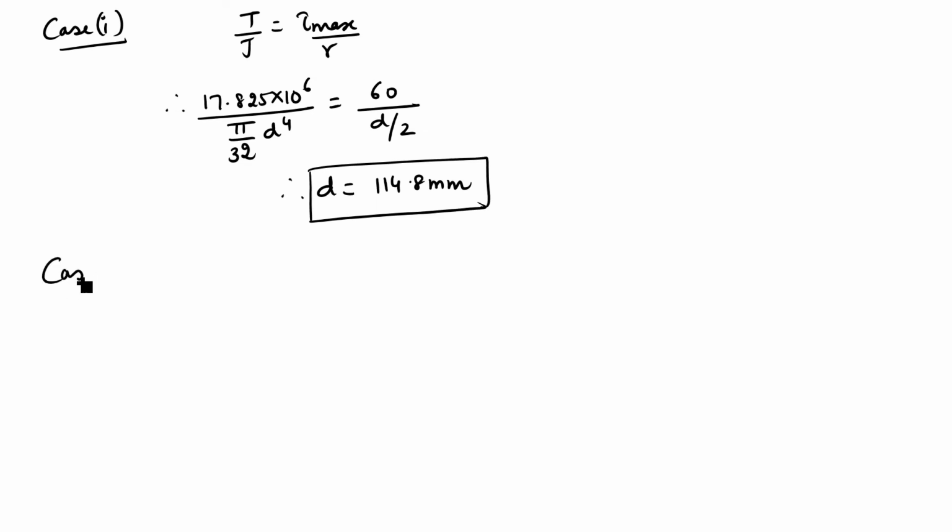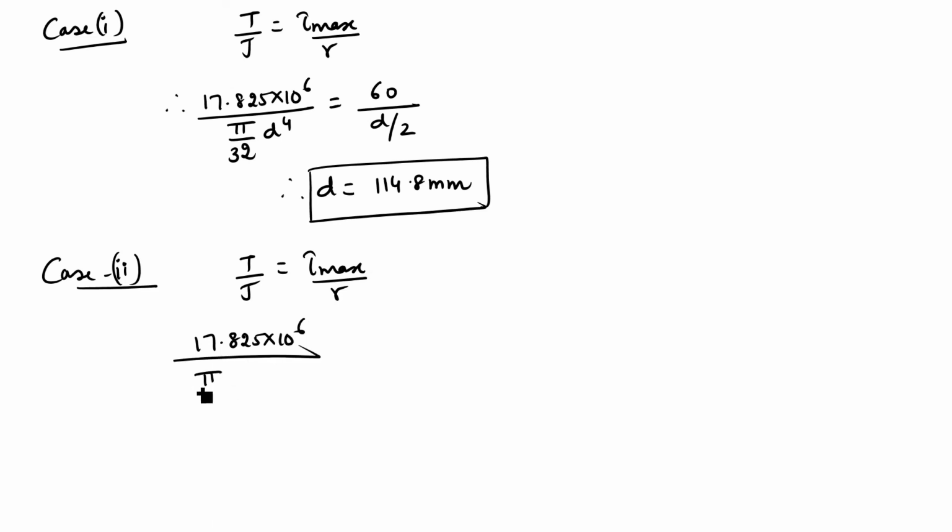Next I'll go for case 2, that is of hollow shaft. T by J is equal to tau max upon R. Here it will be 17.825 into 10 raised to 6. For J, the formula will be pi by 32, D outer raised to 4 minus D inner raised to 4 is equal to tau max is 60 and R will be D outer by 2. Now we know that D outer is given as 2 times DI. So in this place we can substitute DO as 2 times DI.